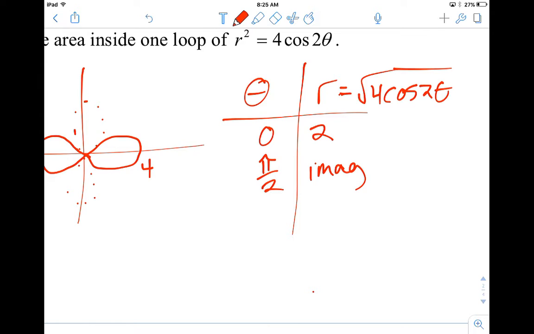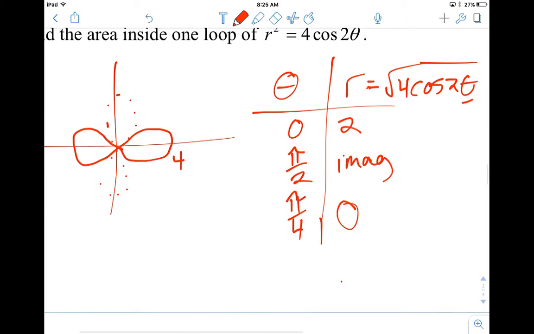So jumping to pi over 2 gave me imaginary, so I'm going to back off a little bit. I'm going to try pi over 4. So I'm not going in order, but just playing. When you put in pi over 4 into theta, 2 times pi over 4 is pi over 2. Cosine of pi over 2 is 0, so we end up with 0. So what that tells me is that my first point is here, 0.